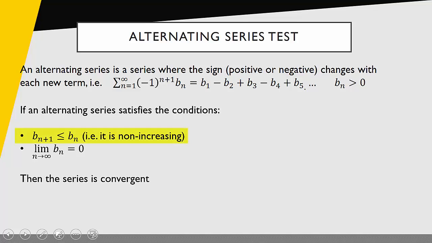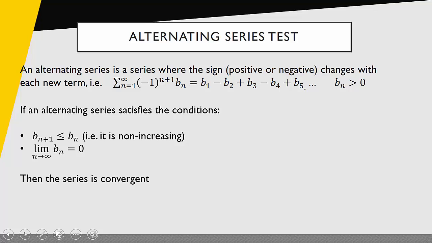The first criteria says that b sub n plus 1 is less than or equal to b sub n. Well, what does that mean? It means the next term is less than or equal to the previous term. In other words, the terms of the series are non-increasing. It doesn't necessarily mean decreasing, just not increasing, because they actually can be equal. The next criteria is the limit of the b sub n's as n goes to infinity is equal to 0.